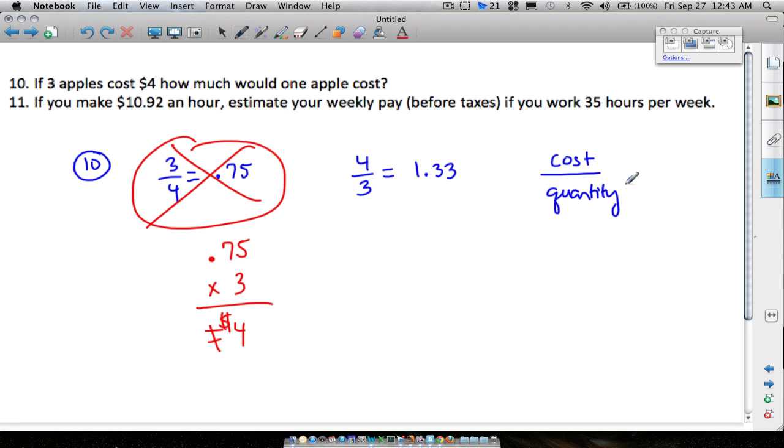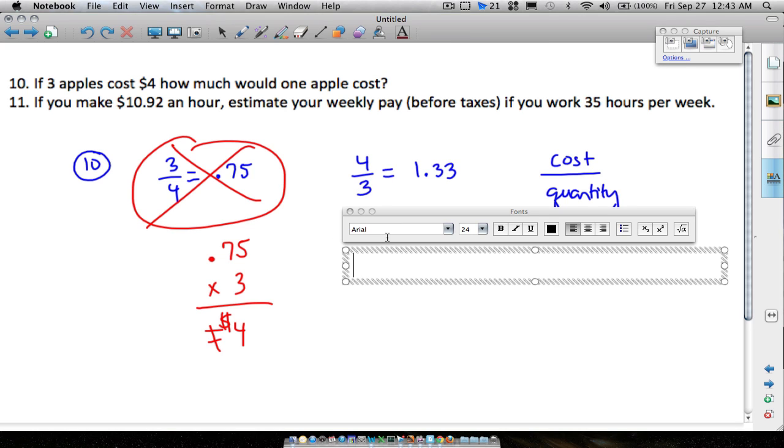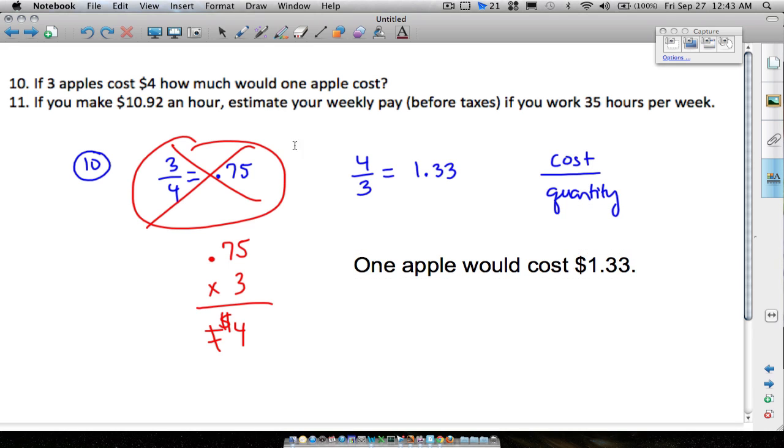Now, something that has not been mentioned a lot in here is something called unit cost. How much are you paying for 1 unit, or if you go to the grocery store, how much you're going to pay for 1 pound. But cost divided by quantity. $4 divided by 3 apples. So a complete sentence there: 1 apple would cost $1.33. All right.